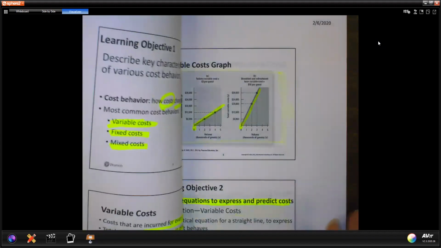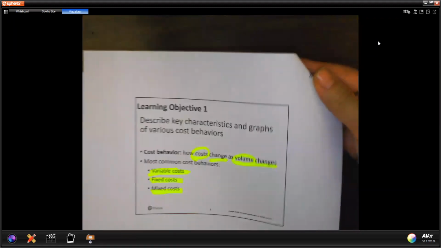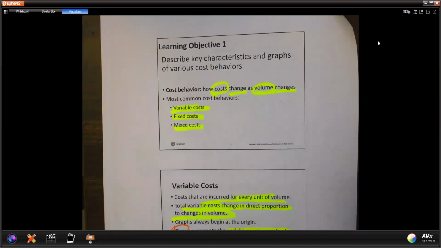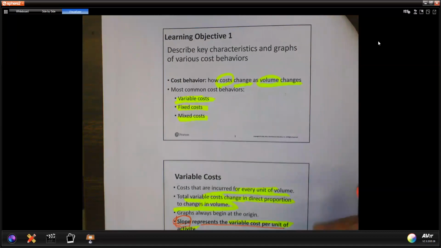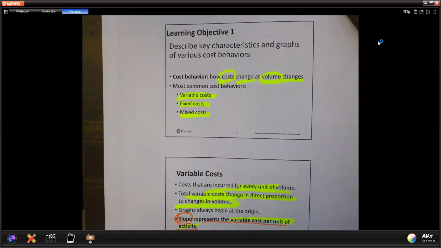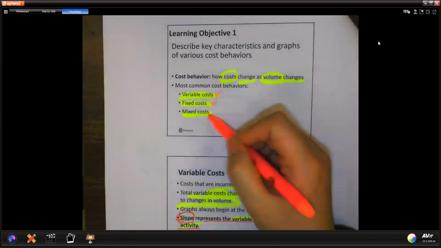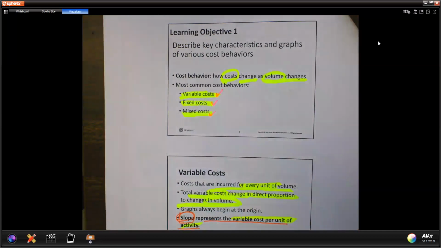I'm not going to read the PowerPoint. Instead, I just point out the important things. So first, you want to know the different types of cost based on cost behavior. We talked about this in chapter 2 briefly, but chapter 6 definitely has more details about the variable cost, fixed cost, and then if you combine those two, it will be the mixed cost.